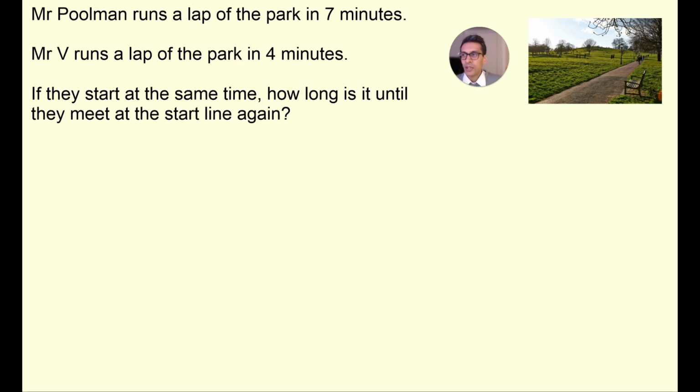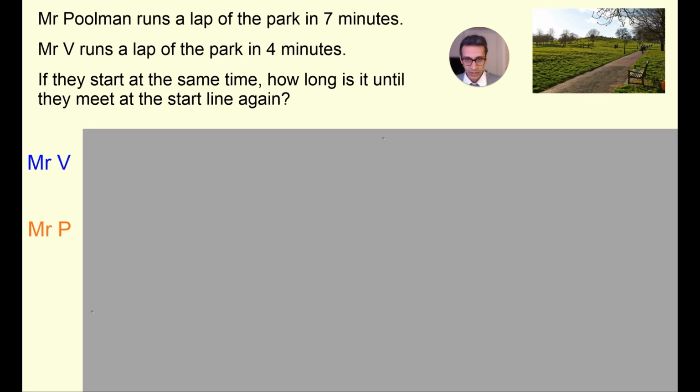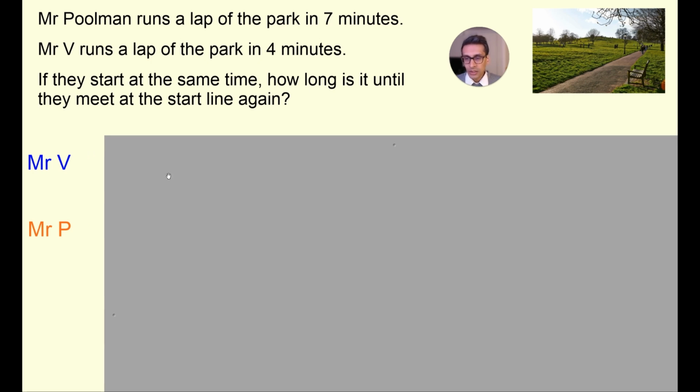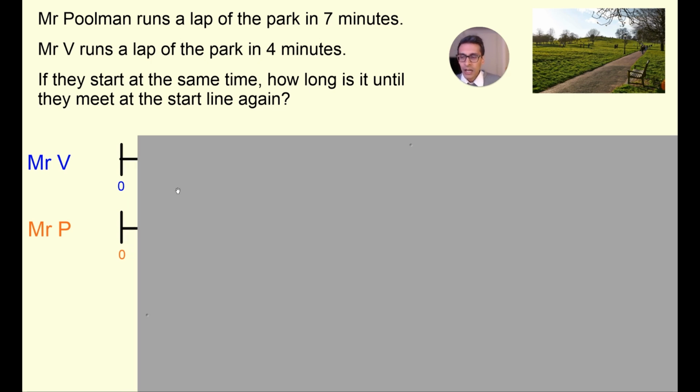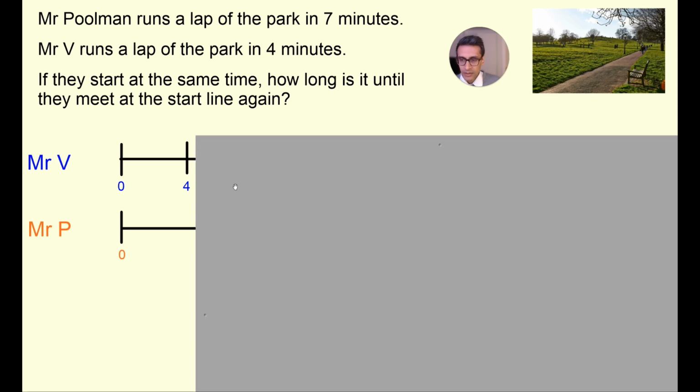Okay, so hopefully you've had a go with this. I have a nice representation of this so we can visualize what's happening. You can consider it to be a number line, but in this case it's a timeline as well. You can see they both start at 0 minutes, so they're obviously at the start line together. That's the first time that they meet. And then after 4 minutes, Mr. V is at the start line again, so he's done one lap.